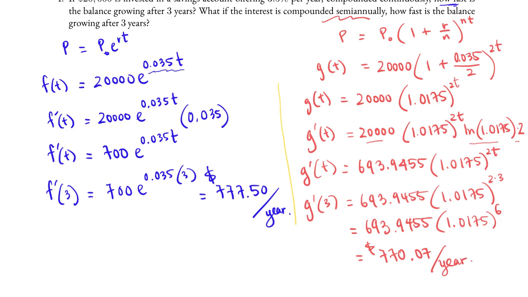What this means is that after 3 years, the balance will be growing by $770.70 per year. Observe that this number is a little bit lower than the previous answer, and that is because we always earn a little bit more with continuous compounding.